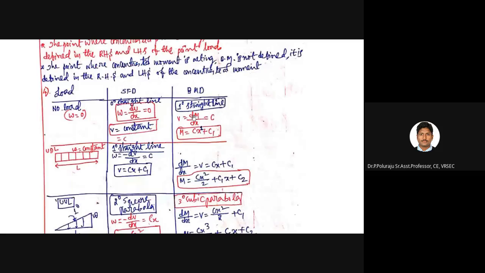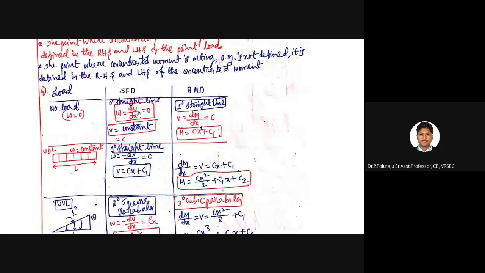And even if you see the load and SFD, how it will vary, and BMD, how it will vary, can be seen here. Even I wanted to zoom out a little bit for better viewing here. Say I have no load, W equals 0. What is the SFD?